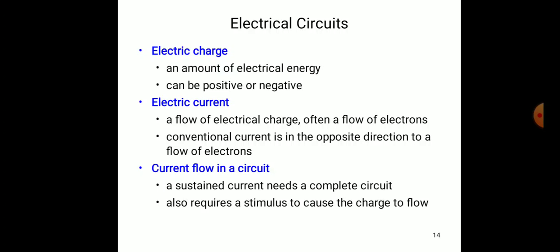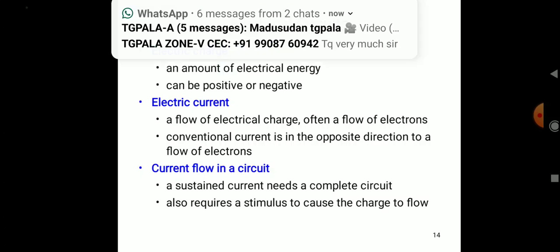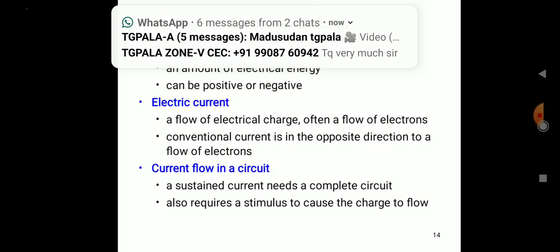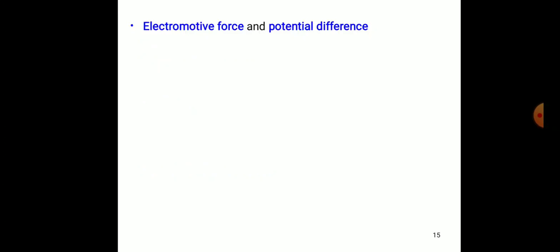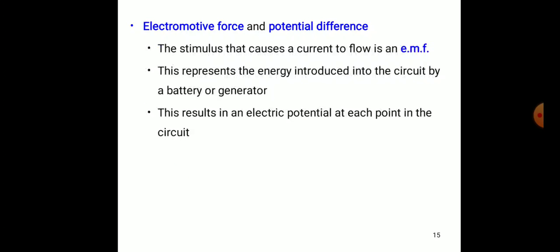Current flow in a circuit. How does the current flow in a circuit? A sustained current needs a complete circuit. It also requires a stimulus to cause the charge to flow. The meaning is that the circuit should be complete. It should have a closed loop. Otherwise, the current does not flow.